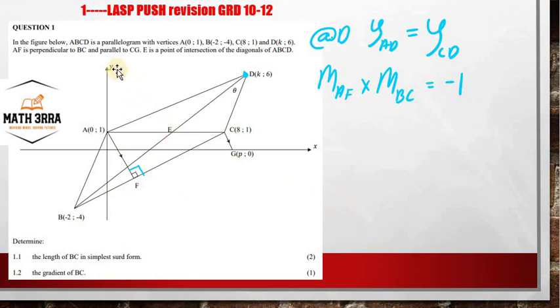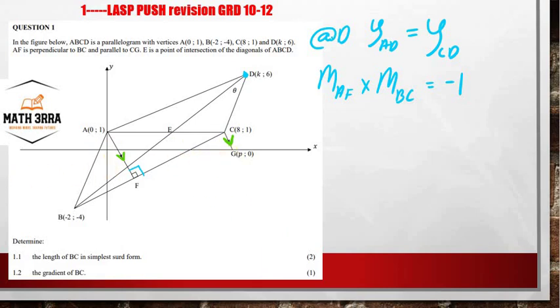Now they also say that AF is parallel to CG. Now that's important to us. Why is that important to us? AF is in here and GC is in here. Now this GC and AF are parallel. Why is that important to us?